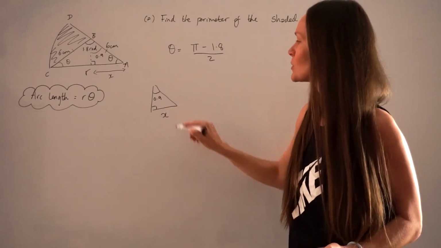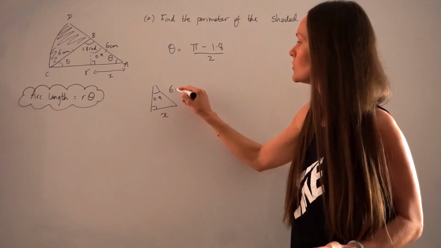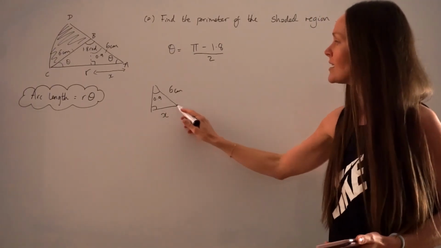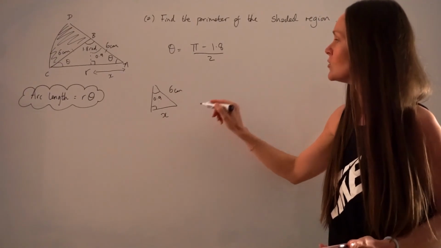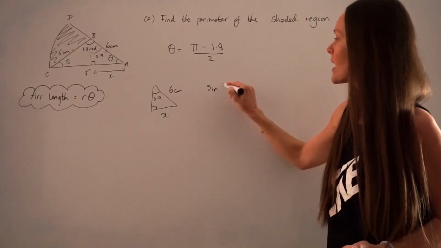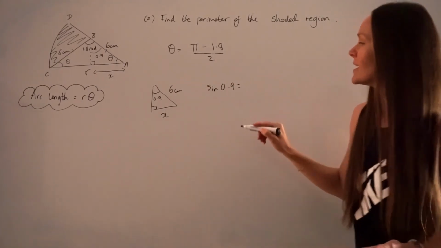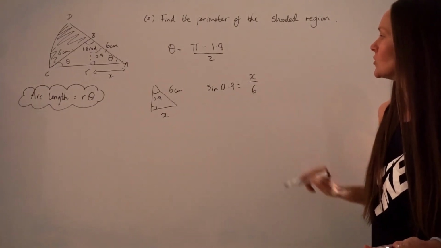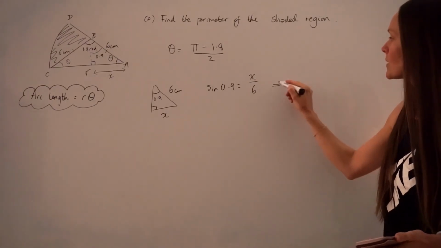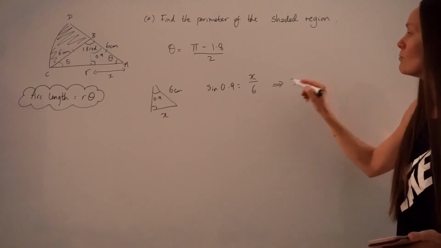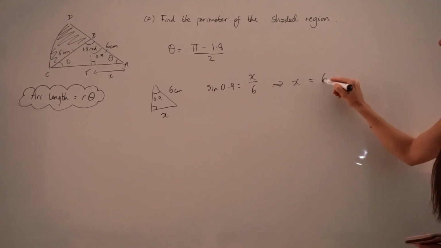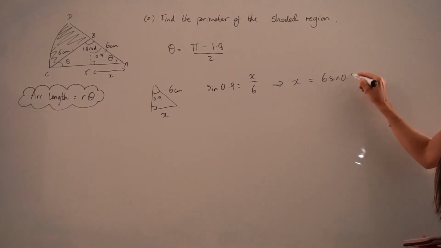This is the base we're trying to work out, and the hypotenuse is 6 centimeters. So if we're trying to work out the opposite, and we've been given the hypotenuse, we know that sine of the angle, so 0.9, is equal to the opposite, which is x, over the hypotenuse, which is 6. So if you're solving this equation to find x, you need to multiply both sides of the equation by 6. So x is equal to 6 sine 0.9.